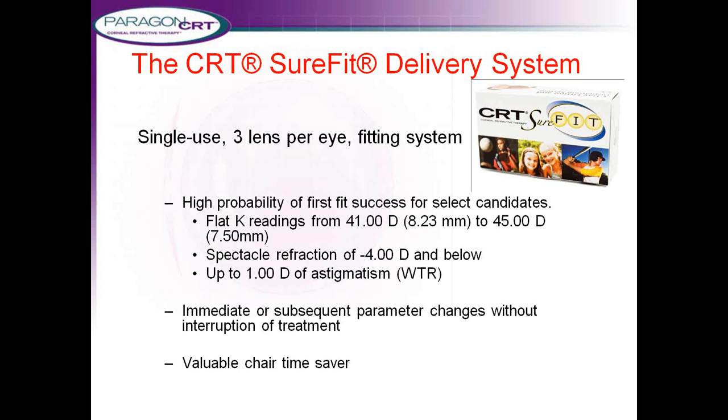The flat K readings are from 41 to 45 diopters, spectacle refraction of 4 diopters and below, and no more than 1 diopter of width of rule astigmatism. This is the best way to begin offering CRT to your patients if the DDS is not a purchase option for you at this time, but still allows you to have immediate or subsequent parameter changes without interruption of treatment. And it can be a valuable chair time saver.